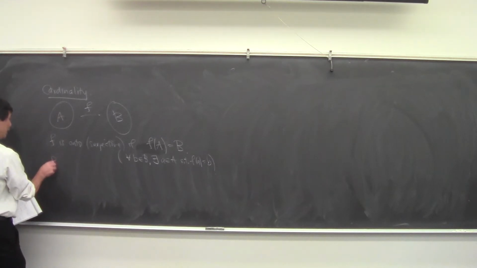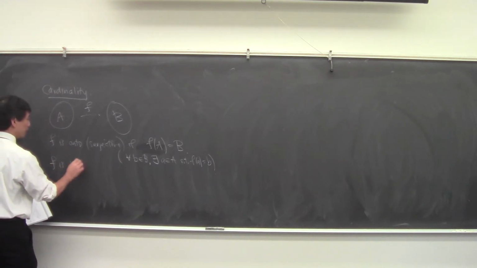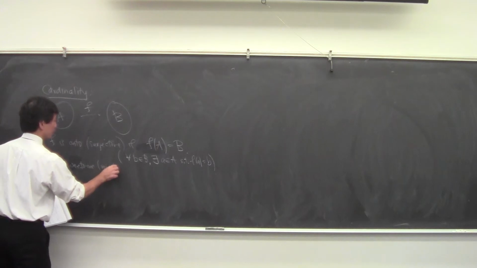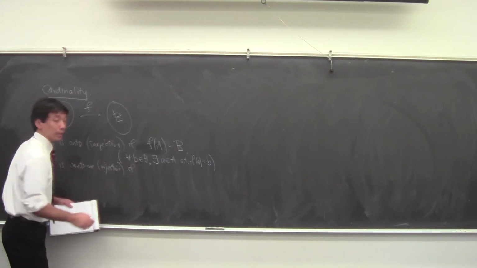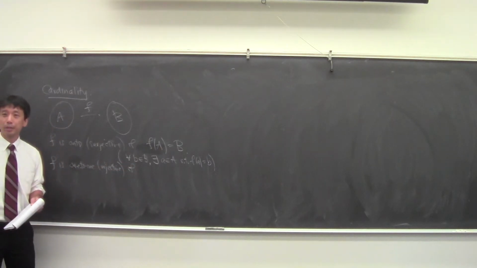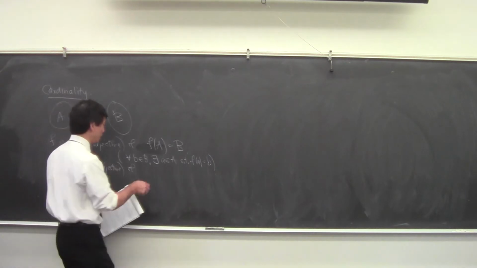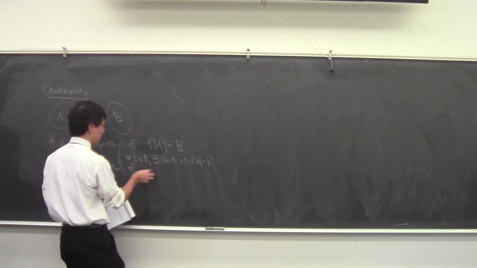We say f is one to one, or injective, if what? Each image only has one preimage. The definition that Rudin has is like this.